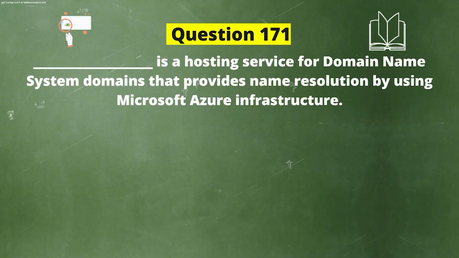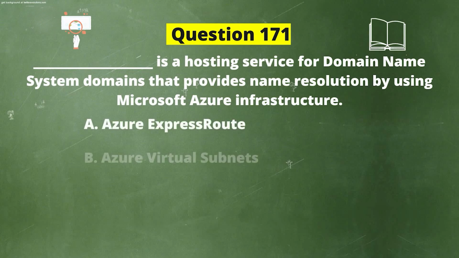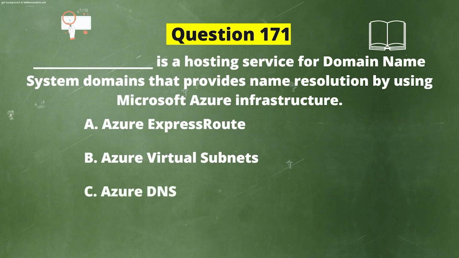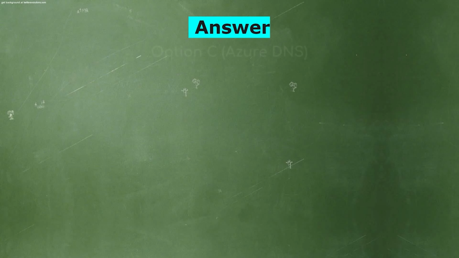Next question. Dash is a hosting service for domain name system domains that provides name resolution by using Microsoft Azure infrastructure. And the options are A. Azure ExpressRoute, B. Azure Virtual Subnets, C. Azure DNS, D. Azure VPN Gateway. And the correct answer is option C.